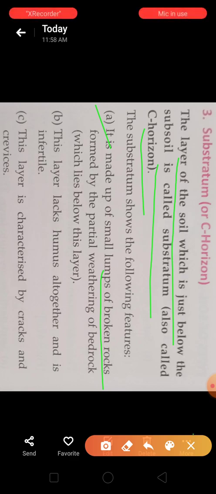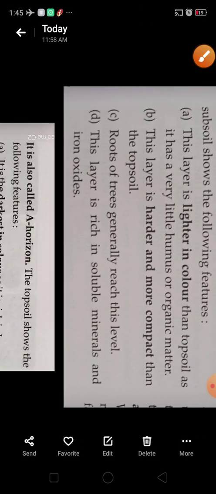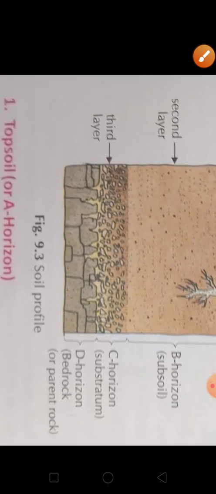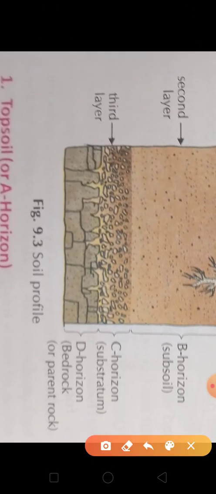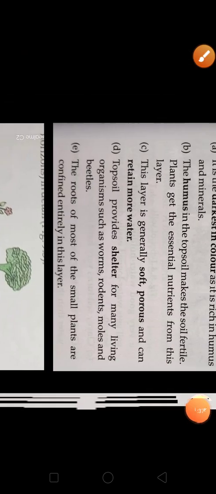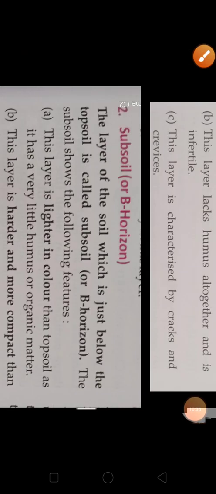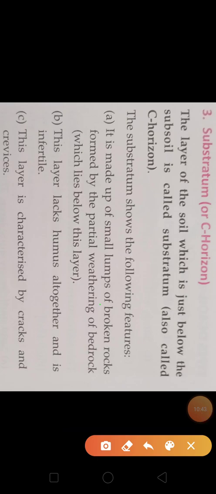Okay, I'm showing a picture first of all, then we'll discuss the third layer. This is the third layer. You can see the small rocks are there, small broken rocks that together form the C horizon, that is, the substratum. Now see, broken rocks are there, the small particles, which lie below this layer.